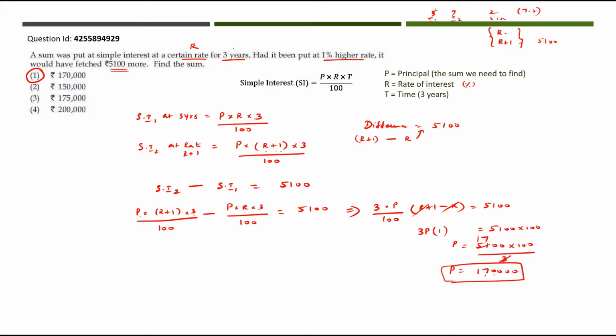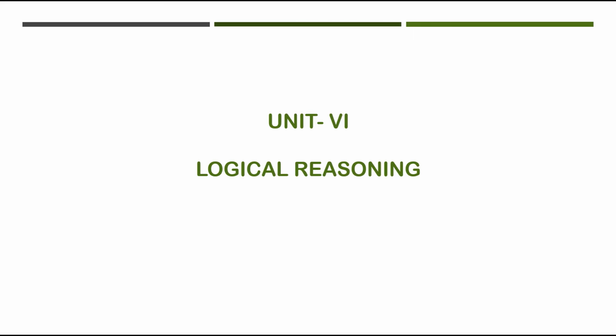We are actually using the difference between these two formulas and equating it to 5100 because they have given it would have fetched this much amount more. With this we are completing Unit 5 questions. Let's get into Unit 6 logical reasoning.